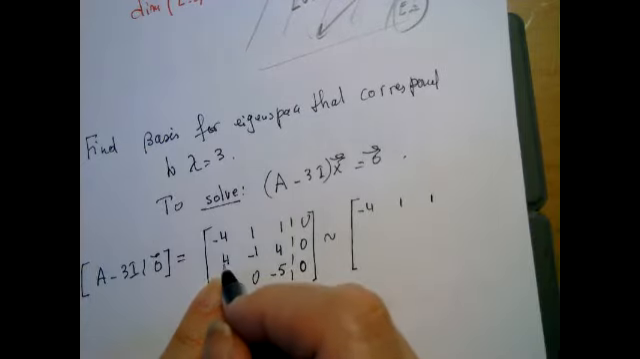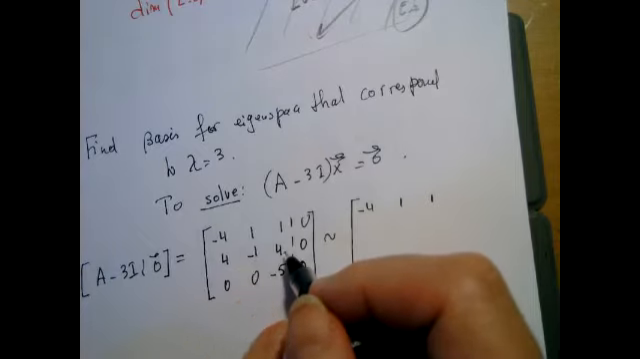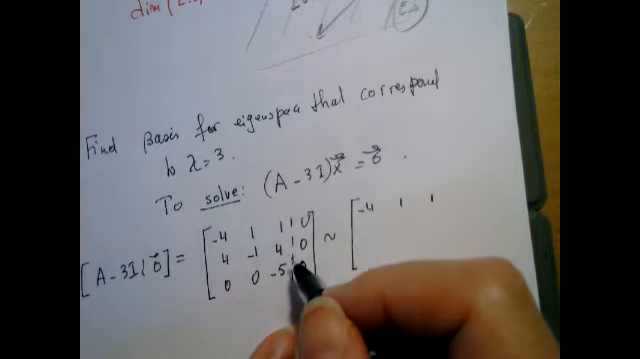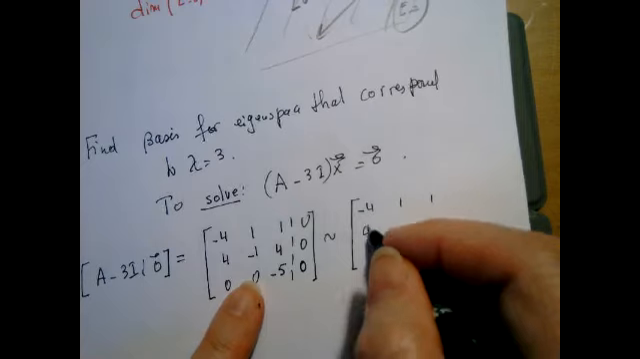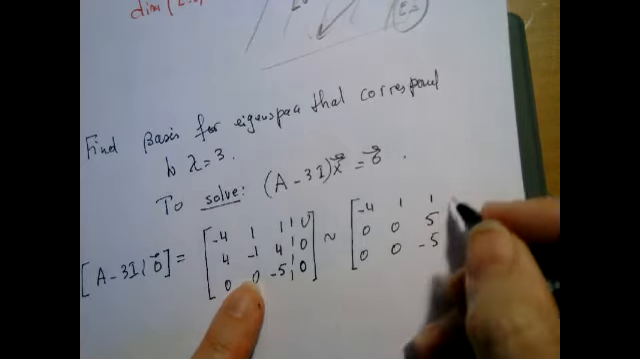Actually add them. Minus 4 plus 4, 0. 1 minus 1, it's 0. 1, do I have a mistake somewhere? And 1 and 4 is 5. So that's 0, 0, 5, 0, 0, minus 5.